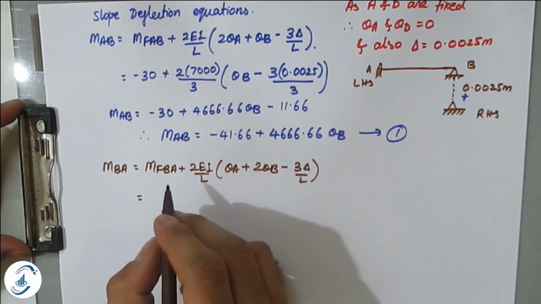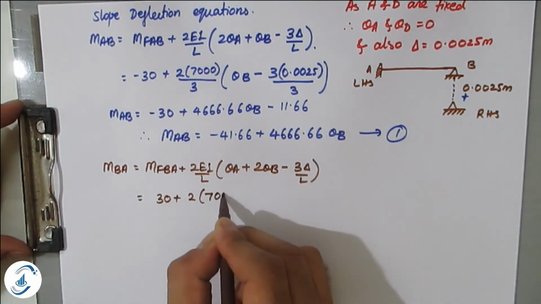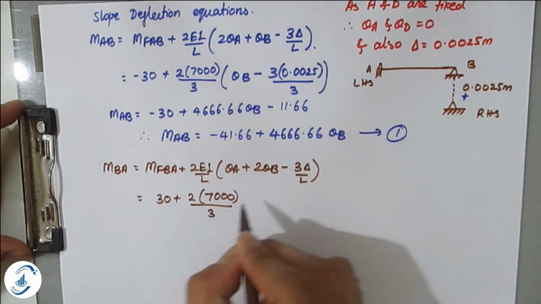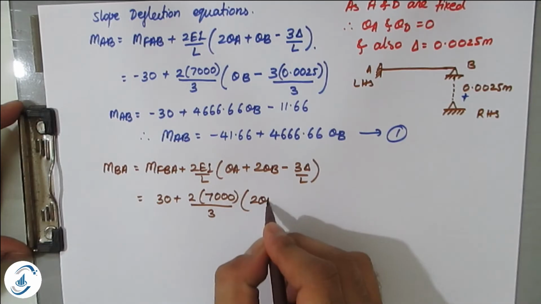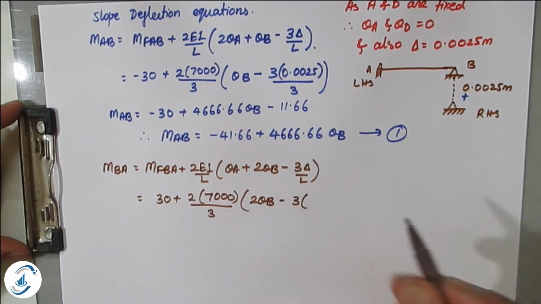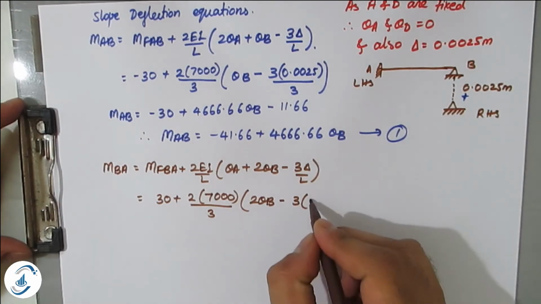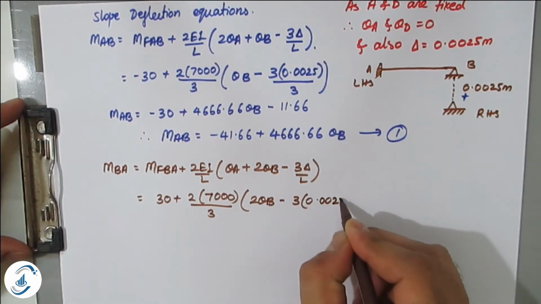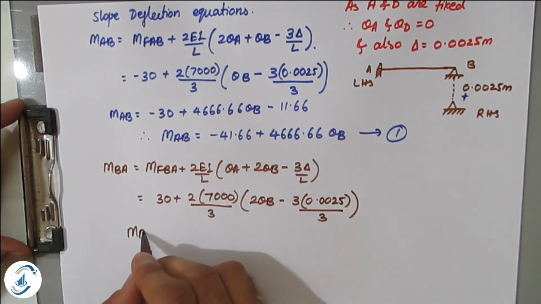Now MFBA is 30 plus 2 EI value is 7000, span is 3, so theta A is 0 because end A is fixed, so 2 times theta B minus 3 into, now the sign convention remains the same for the span AB, so there is no change, so positive 0.0025 meter you have to substitute here, and now you can simplify.